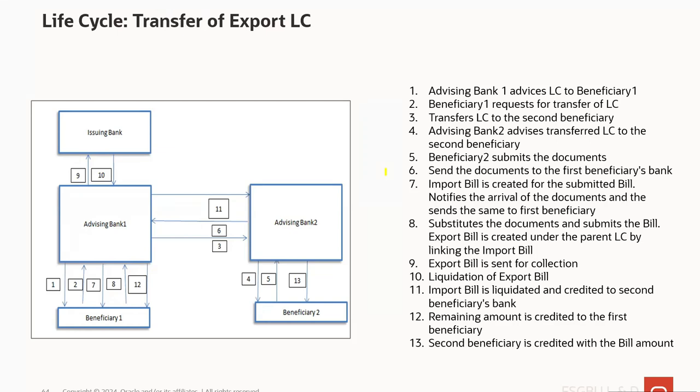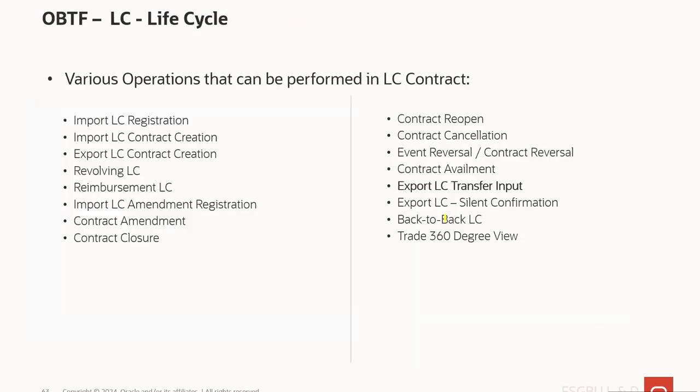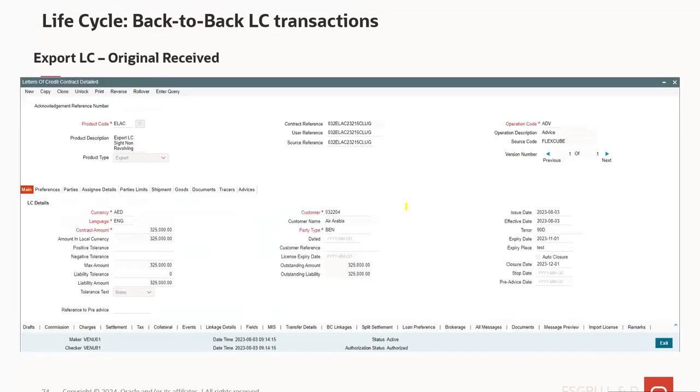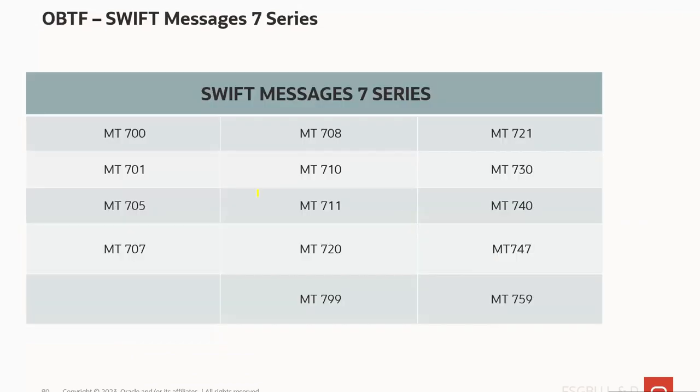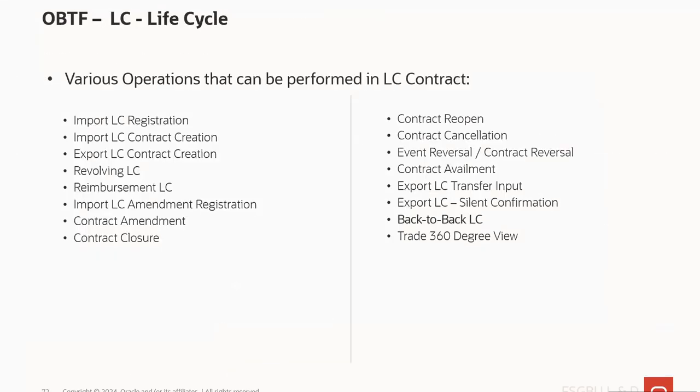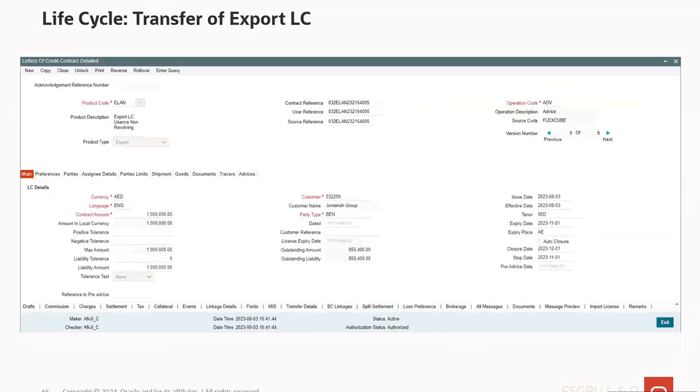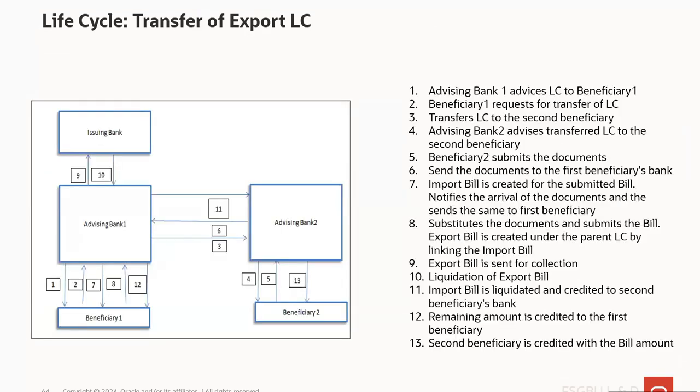Do you want to see the Swift messages? Because what I have is export LC transfer, export LC silent confirmation, back-to-back LC, and also the trade 360-degree view. And these are the various Swift messages available in the LC module. Shall we stop now, and I will take you through the Swift message generations of various messages. With that we will complete, and we will start from transfer of export LC tomorrow.